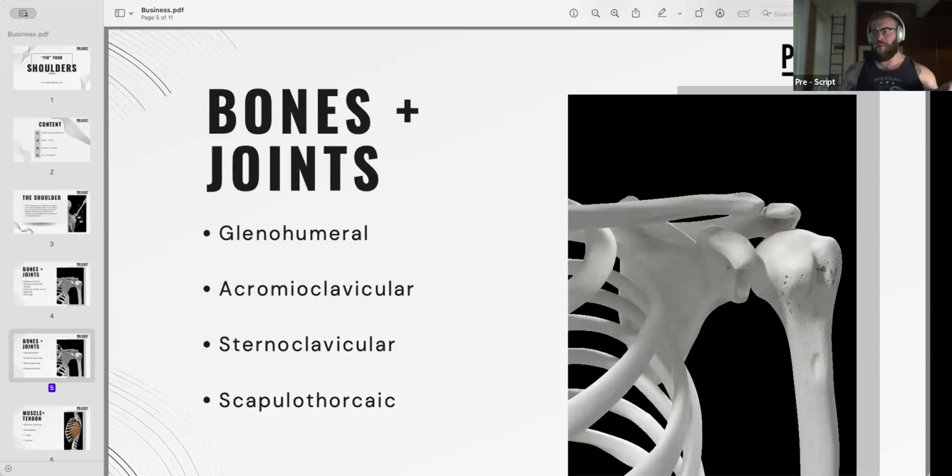So glenohumeral joint, as the name suggests, and as we've already iterated a few times: glenoid, socket; humerus, arm bone. This is the ball and socket joint of the shoulder, right? Now, this is where the majority of movement happens at the shoulder. So me going into abduction or flexion or internal and external rotation, most people assume that that's the only place that movement happens at the shoulder, which is incorrect, right? Movement is ever present, albeit really minimal in some places, but very important still.